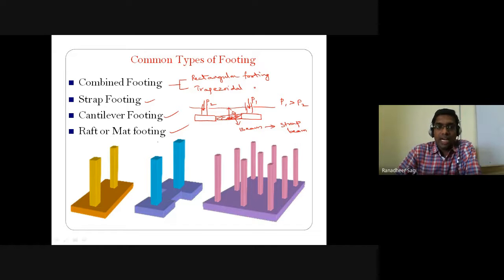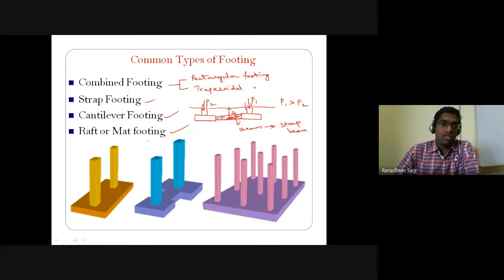And next is a raft or a mat foundation. Okay, what is meant by a mat? A mat is a foundation which is spread over a relatively large area to take the load coming from two or more columns. Such a foundation is what we call a mat foundation.